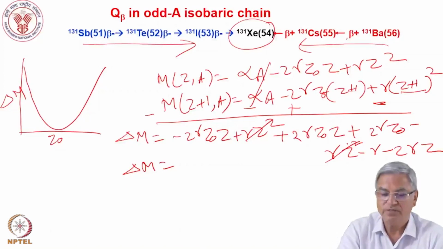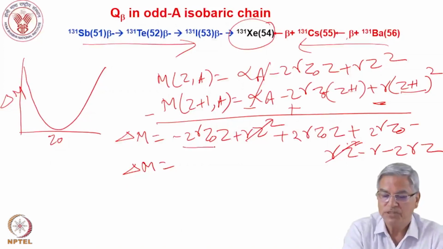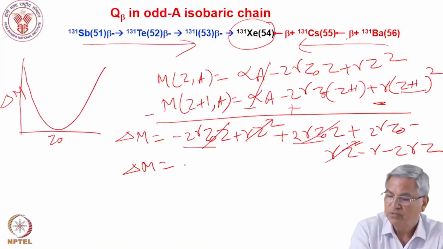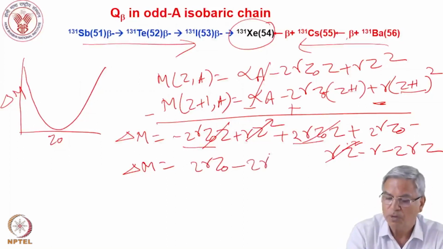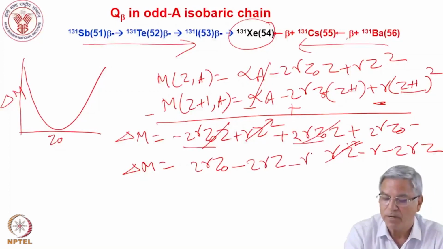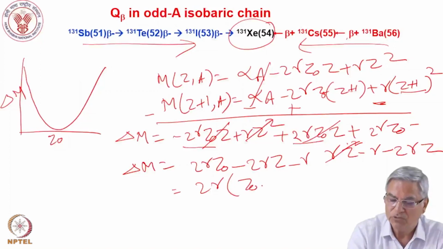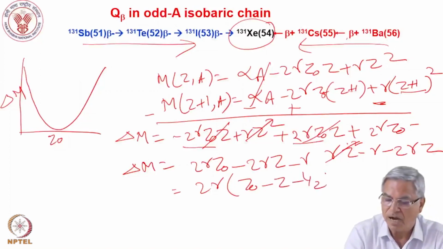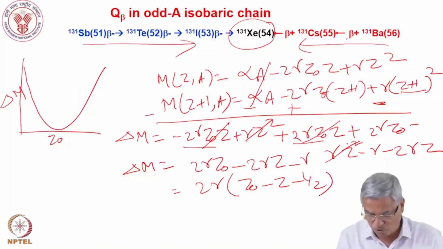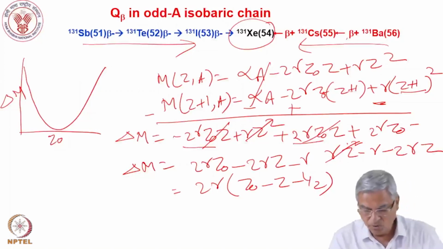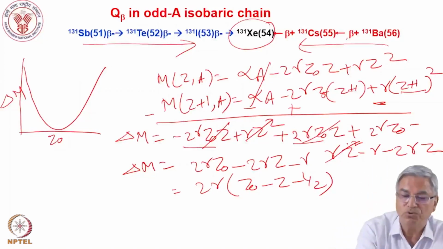And so we are left with minus 2 gamma Z2, this also will get cancelled out. So we will have these three terms. It will be 2 gamma Z0 minus 2 gamma Z minus gamma. So it will be 2 gamma, you can take out Z0 minus Z minus half. This is the relationship for the Q beta minus. So we showed Q beta minus because we are going from Z to Z plus 1.